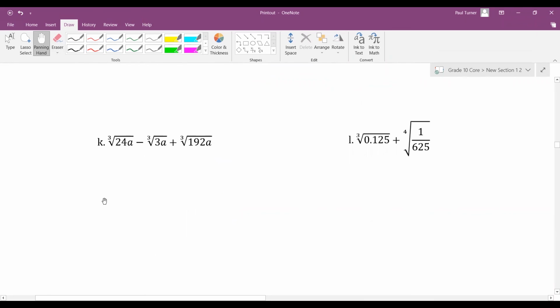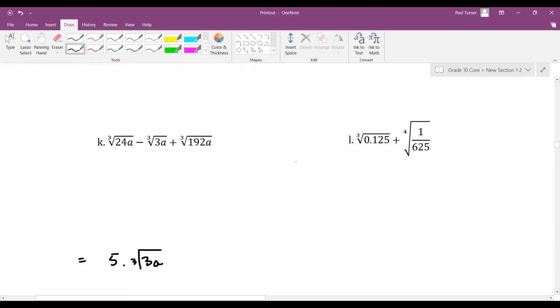In this one here, I might just give you the answer. This takes a little bit of work. So again, we will break down everything in here, break down all the parts. You will eventually get 5 times the cube root of 3a, okay, as your final answer.